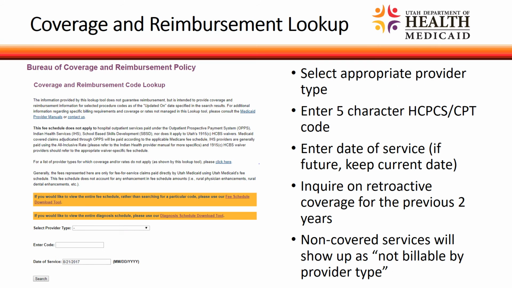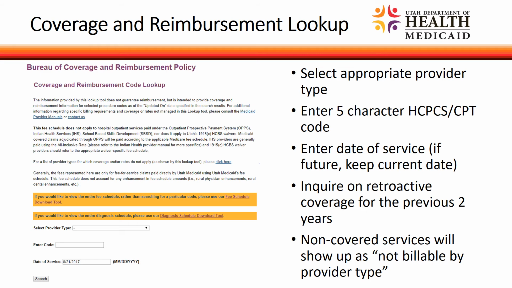This slide is a recap of information presented earlier in the training as well. Be sure to always verify that the code requires prior authorization using the Coverage and Reimbursement Lookup tool before you submit a request. Start by selecting the provider type that will be billing for the service. Enter the 5-digit code you are requesting. Enter the date of service. Keep in mind that you can't enter a future date. You should use the current date for services that have not been provided yet, but remember that it is the responsibility of the provider to also verify on the date of service that coverage has not changed.